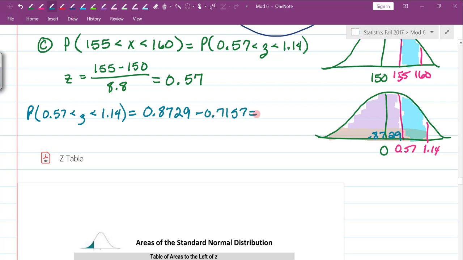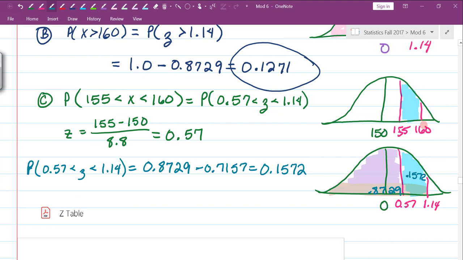So 0.87, minus 0.7157. And we're going to throw that in our handy dandy calculator, and we're going to find that 0.8729 minus 0.7157 is equal to 0.1572. So the area under the curve here that's in blue is equal to 0.1572. And I can scroll this right here, and I can say right here this is equal to 0.1572.